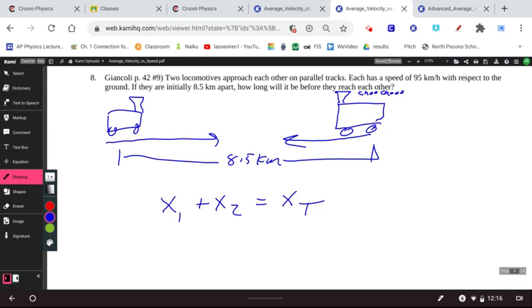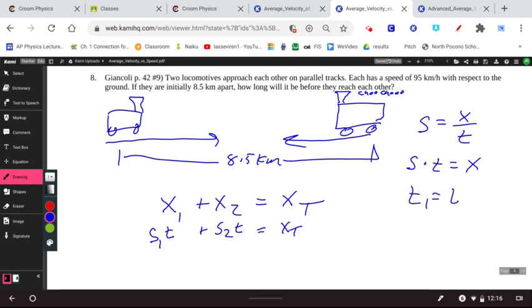Now, how do I find that distance? Well, we know that speed is equal to distance divided by time. So that means speed times time is distance. So we have speed 1 times time plus speed 2 times time is equal to the total distance. The times have to be the same because the clock starts at the same time, and when they reach each other, the clock stops. So the assumption is that T1 is equal to T2, which is equal to time.